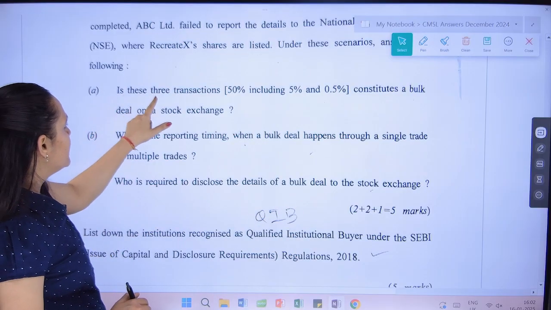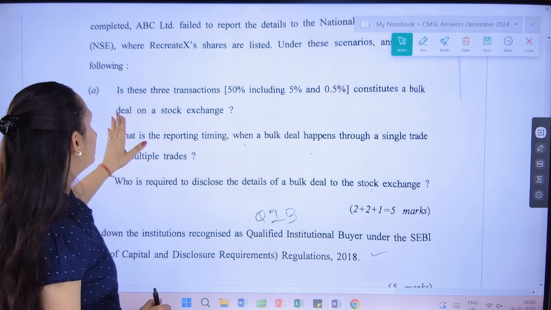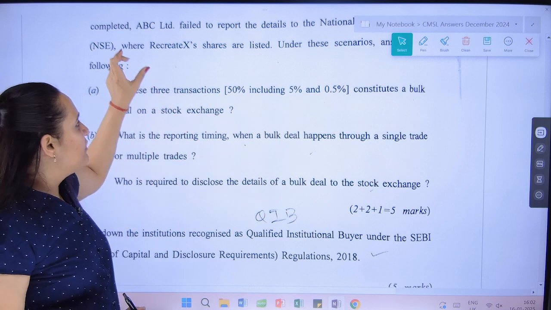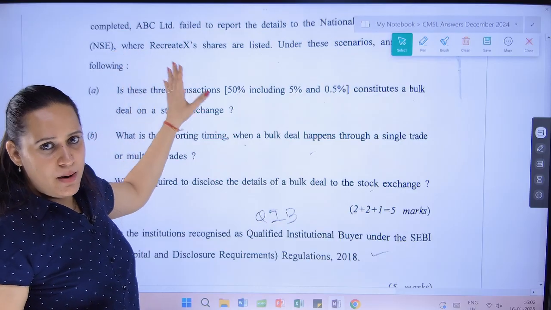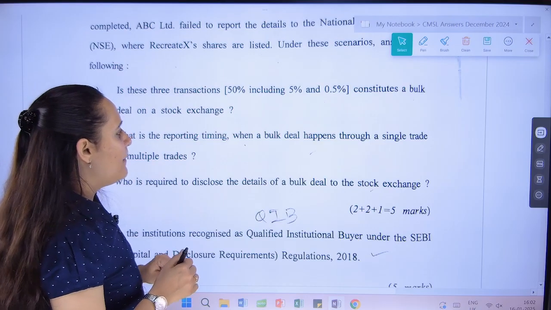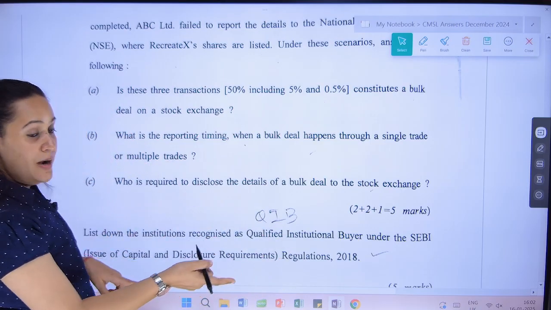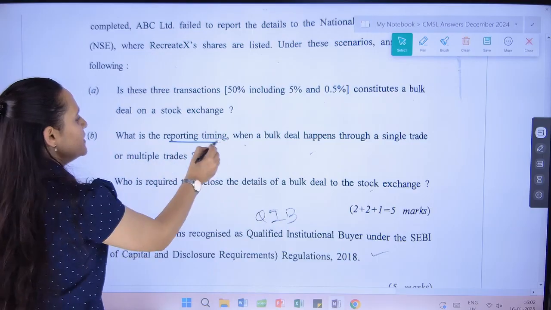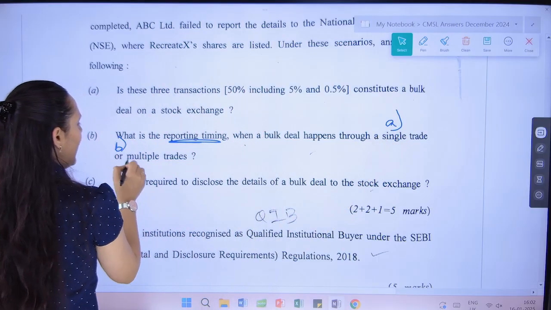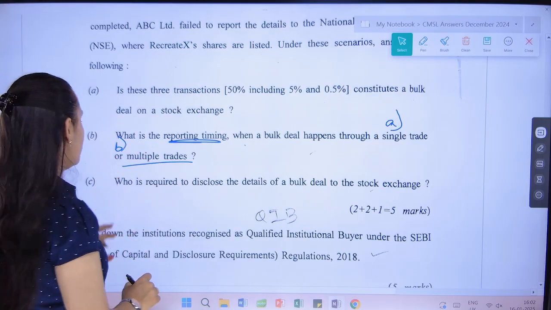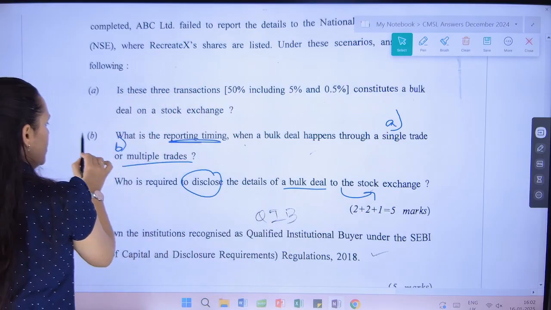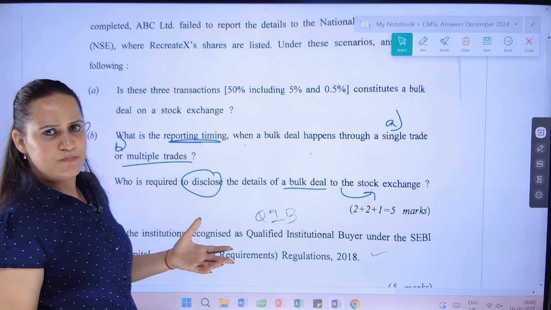Are these 3 transactions constituting a bulk deal on the stock exchange? So you have to read the facts very carefully because they have given some transactions and we should say whether it is a bulk deal or not. Second one is, what is the reporting time when a bulk deal happens through a single trade or multiple trades? So you should give them the reporting time for a single trade transaction or a bulk deal happening through multiple transactions, and who is required to disclose these details to the stock exchange. So these 2 questions are direct questions.